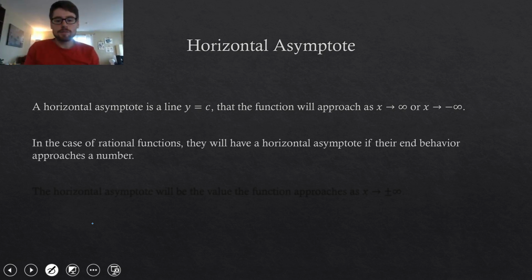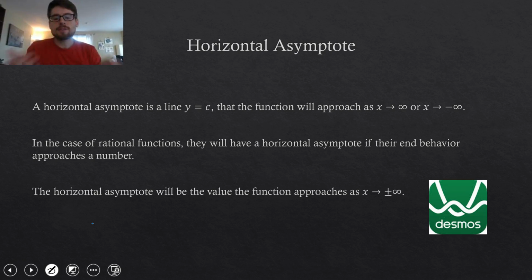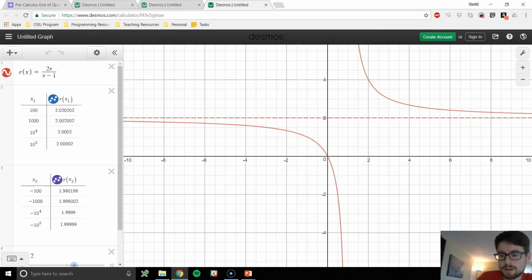In the case of rational functions, you're going to have a horizontal asymptote if the end behavior is approaching some specified number, not infinity or negative infinity. So if the end behavior is approaching 0, or 2, or some other number, then you're going to have a horizontal asymptote at that value. The horizontal asymptote will be the value the function approaches as x goes to either positive infinity or negative infinity. So let's look at a last example to close this lesson out, down in the bottom corner.